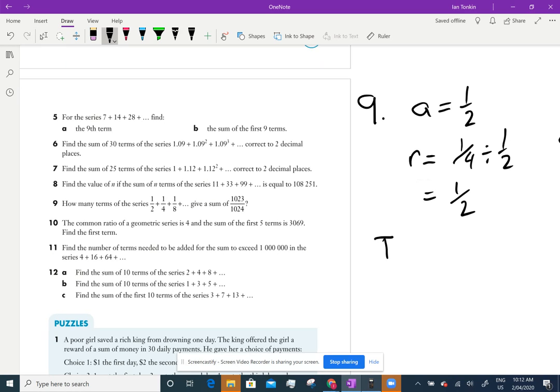And T of n equals, S of n. S of n equals 1023 and 1024.